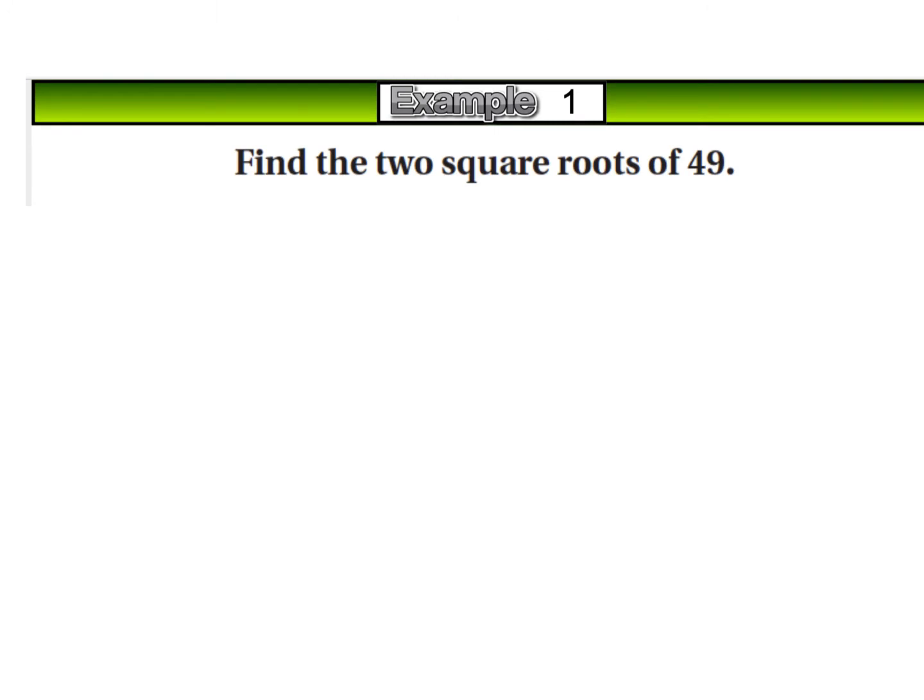Okay, so find the 2 square roots of 49. So the square root of 49, and we want both of them, so I want the positive and the negative. What square root of 49? What number times itself equals 49? So I'm going to have 7, and I'm going to have -7.